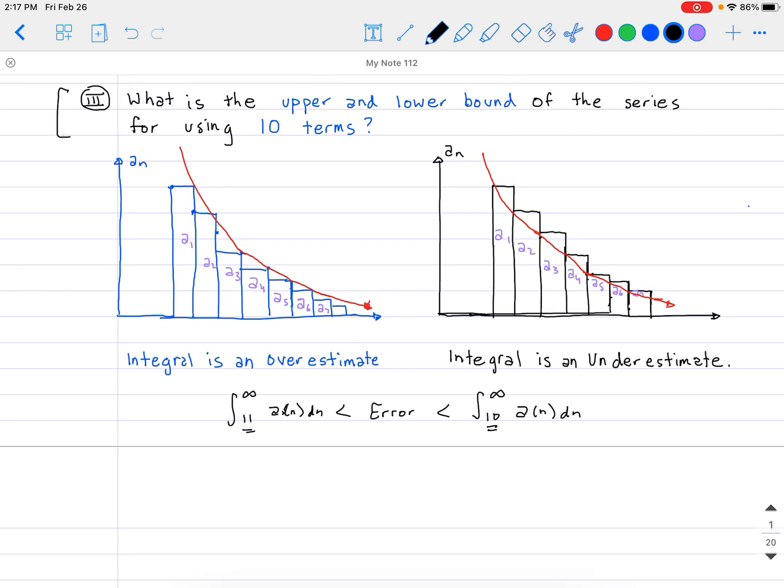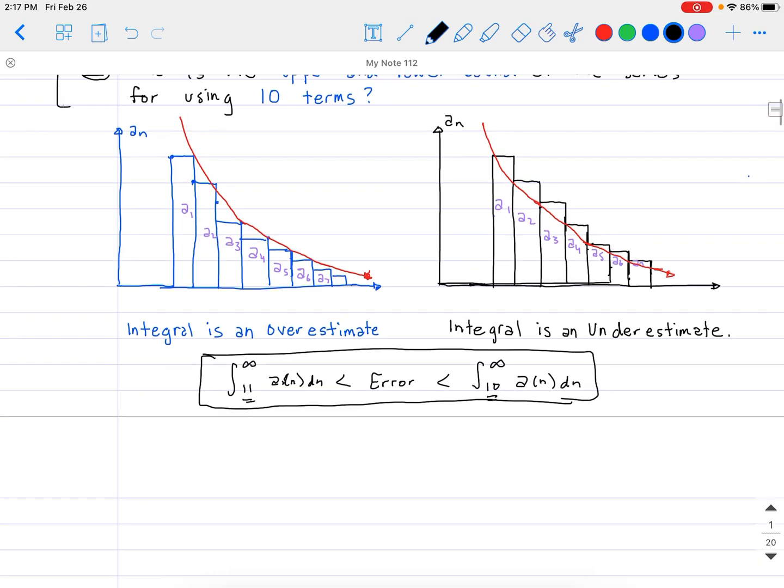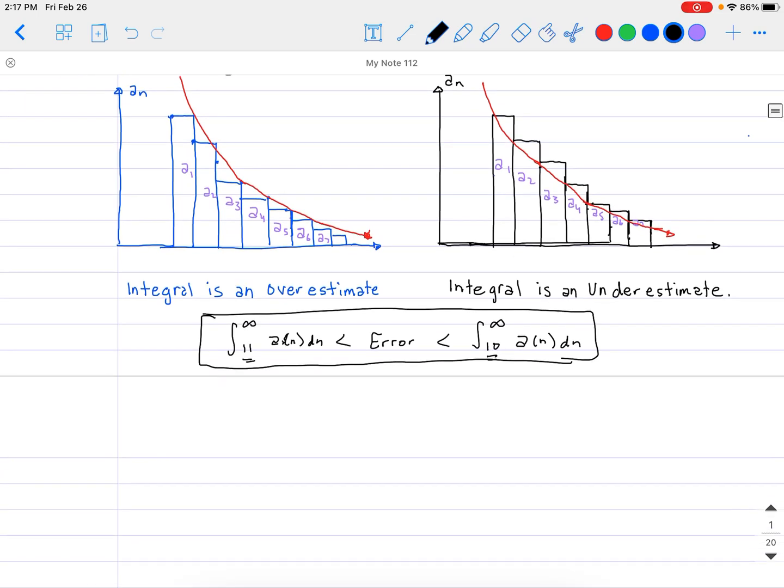Okay, so here's the next question then. What is the upper and lower bound of the series for using 10 terms? Well, here we have that set up. Here we can see what the error is in this case. In short, I want to know, if I were to use 10 terms, what is my upper limit for using 10 terms, and what is my lower limit? Like, how is it bounded? Okay, so here we can go ahead and actually solve for that.